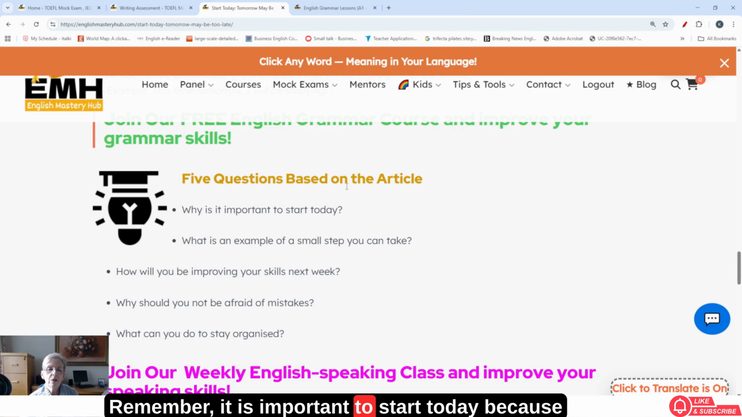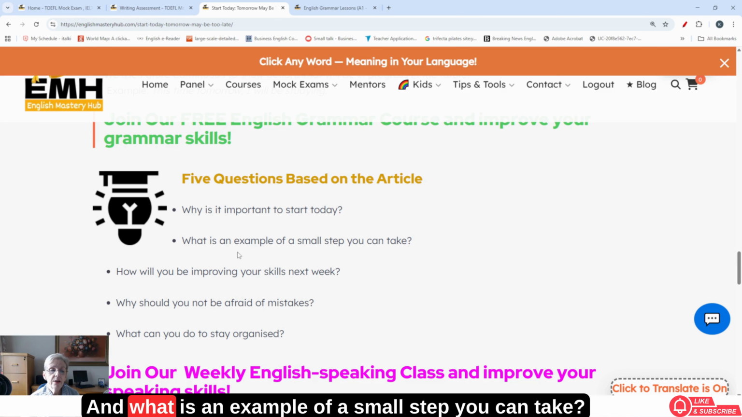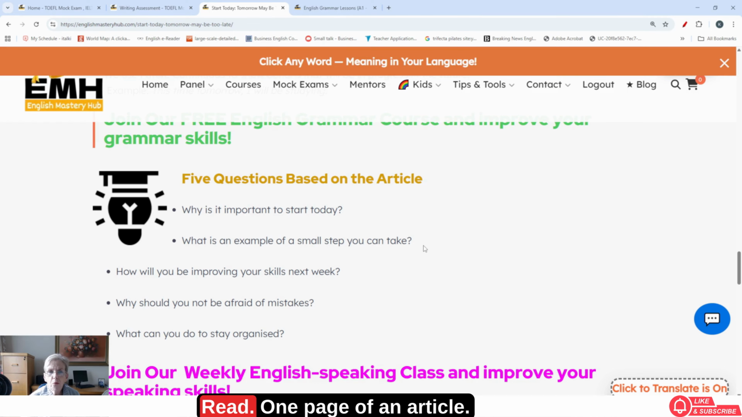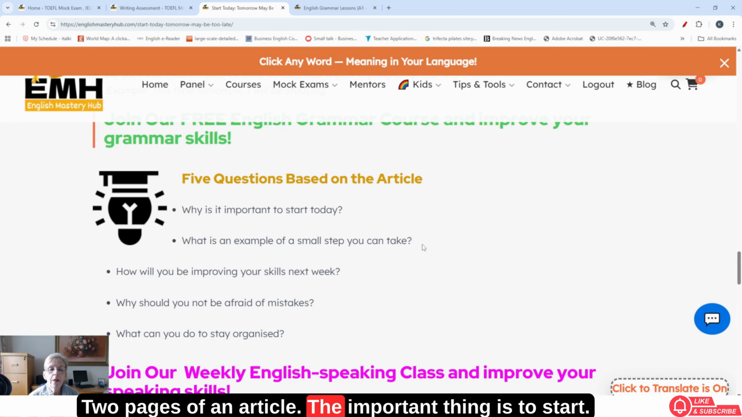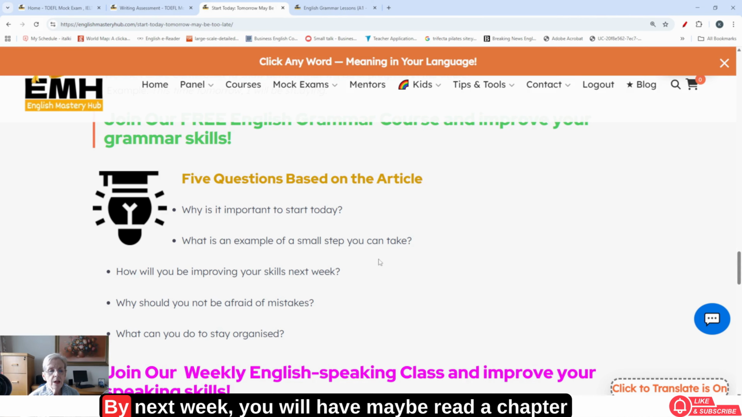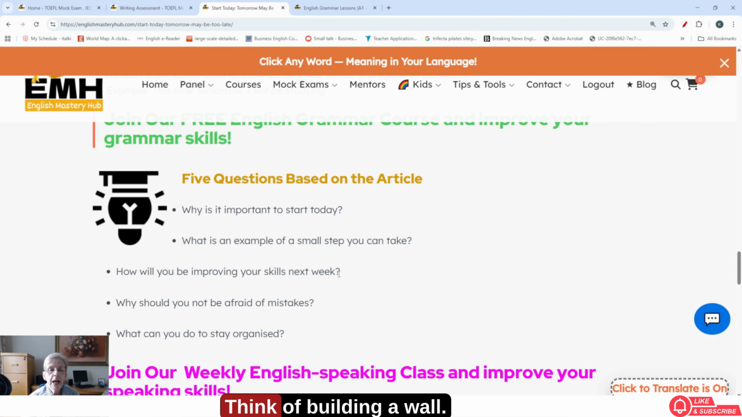Remember, it is important to start today because what we put off to tomorrow might never happen. And what is an example of a small step you can take? Read 1 page of an article, 2 pages of an article. The important thing is to start. By next week, you will have maybe read a chapter or 2 chapters of a book, and you can measure your progress. Think of building a wall.